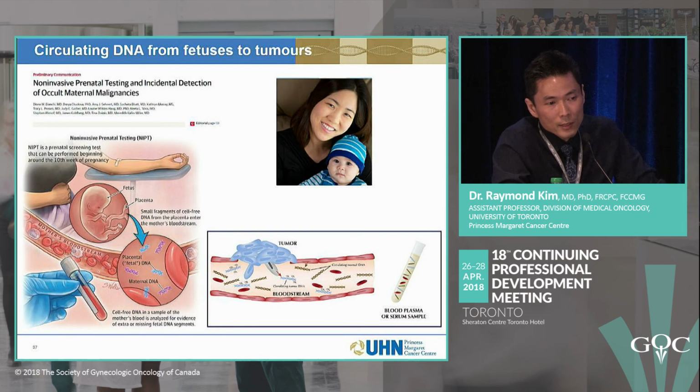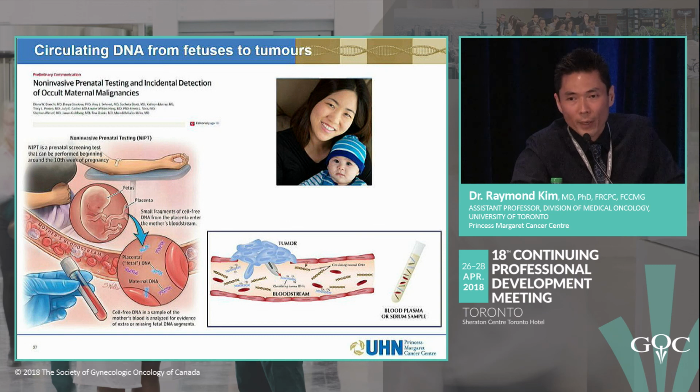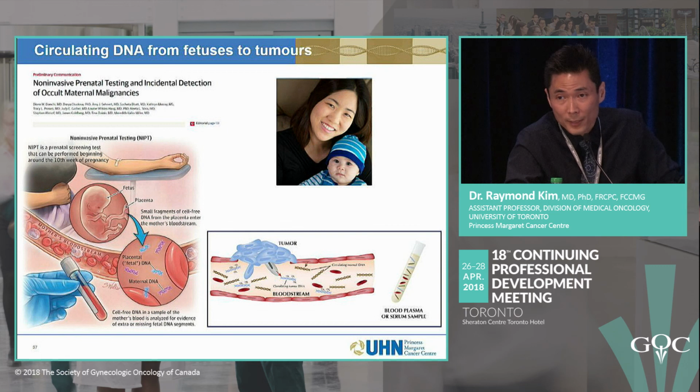My last few slides are going to talk about circulating DNA. So this is Eunice Lee. I'm sure a lot of you in the audience know what NIPT is. NIPT is non-invasive prenatal testing where you look at the plasma of mothers who have babies who could be at risk of Down syndrome, and you are able to detect the extra 21st chromosome in the plasma.